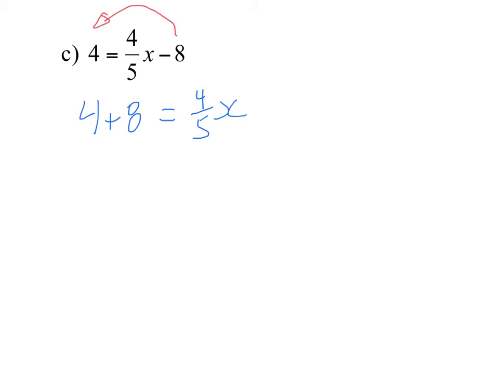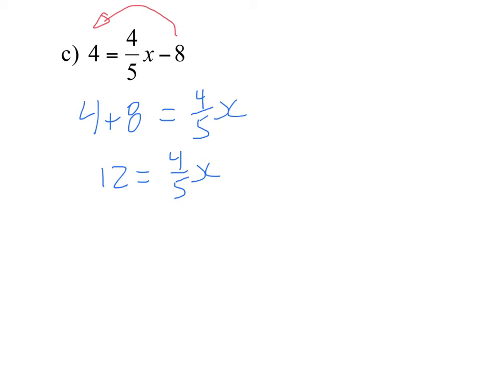Just get all the x terms together, if there's more than one, and collect them. And get everything else to the other side and collect them if you can collect like terms. So our next step is collecting the like terms, and we've got our 4 and 8 is 12 is equal to 4/5 x.